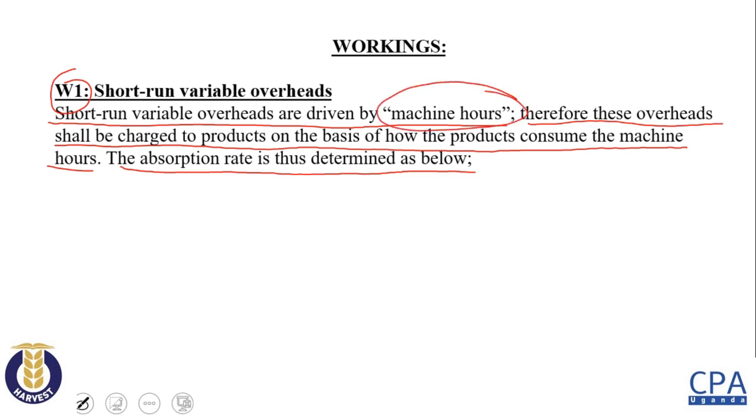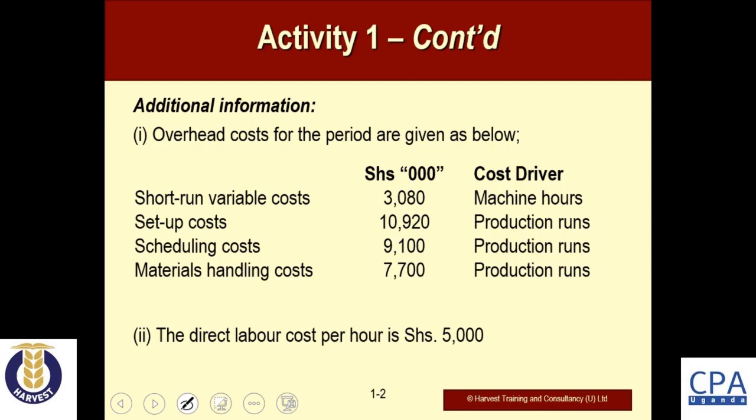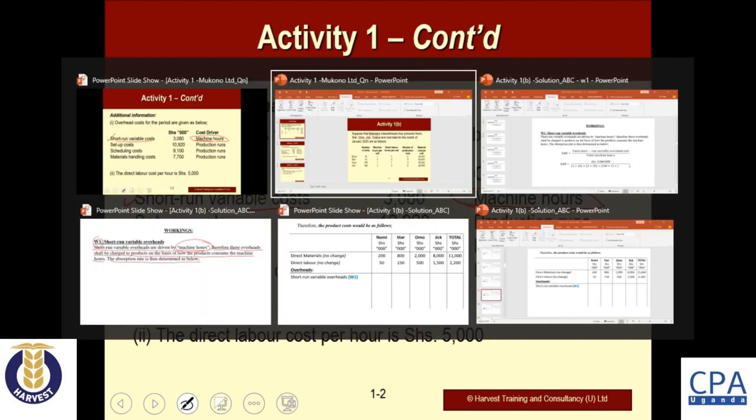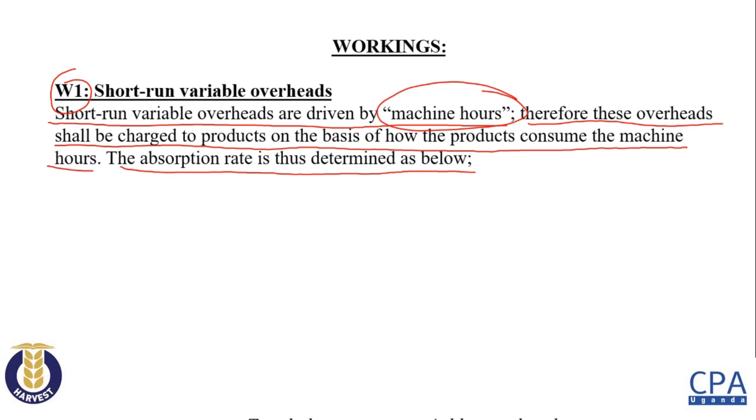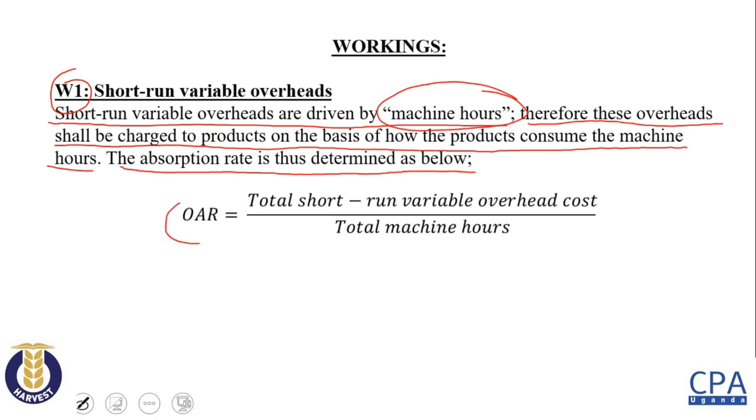So when you look at our question, the short-run variable costs are driven by the machine hours. Just to take you back to the question, as you can see here, we are told that the short-run variable costs are driven by the machine hours. The cost driver is the machine hours. So I'm going to determine my absorption rate based on the machine hours. Going straight into our computation here, we are saying that the overhead absorption rate is going to be the total short-run variable overhead cost divided by the total machine hours.